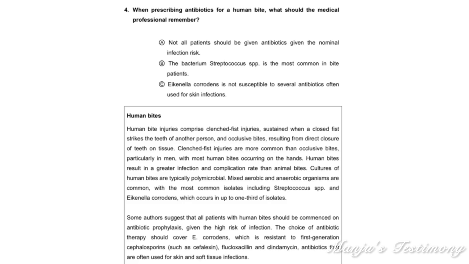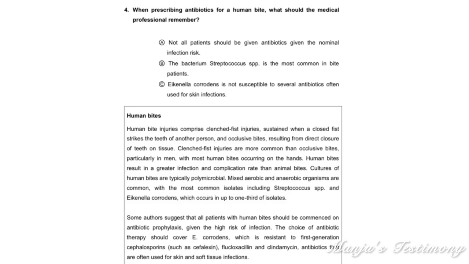So some authors suggest that all patients with human bites, every patient who got a human bite, should be commenced, so should start with antibiotic prophylaxis given the high risk. Because of the high risk of infection, everyone who gets a human bite should start with antibiotics without checking any culture or any test, any blood test, they just start with an antibiotic.